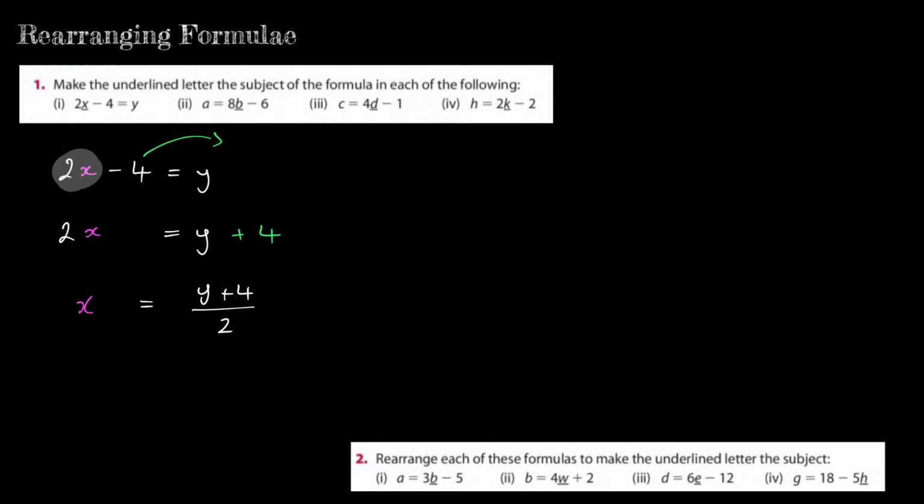Okay, so that's the first question, or the first example, even you could say, of how to rearrange a formula to get the x by itself. What I'll do is I'll put up question 2, which is there. So 2 is A is equal to 8B minus 6. Just to keep my colors consistent, I'll change that B there to pink.